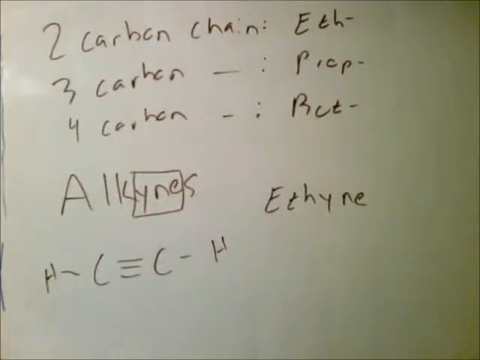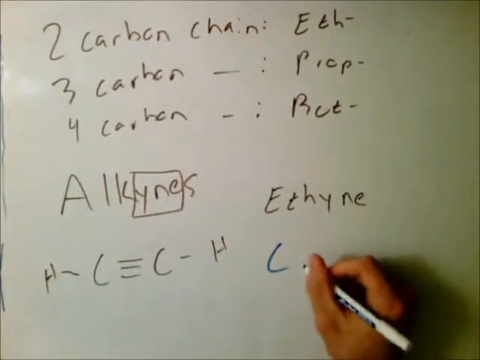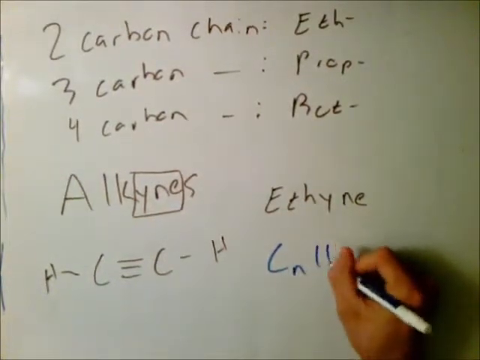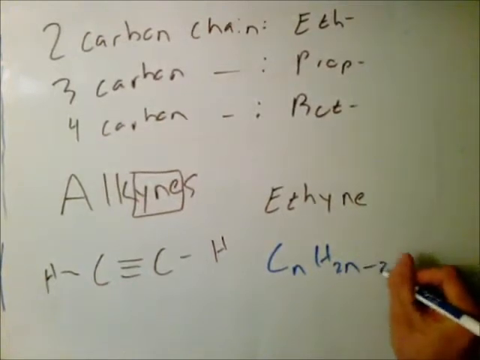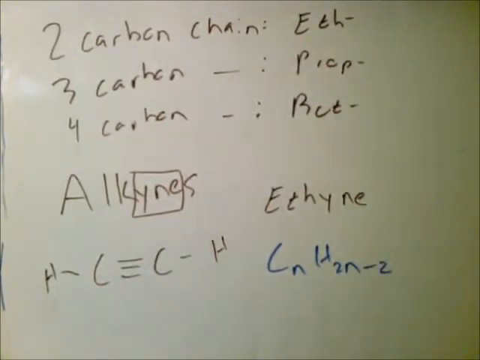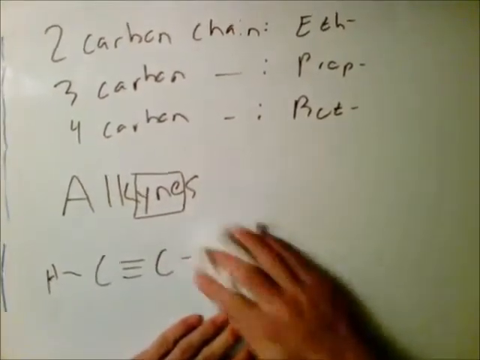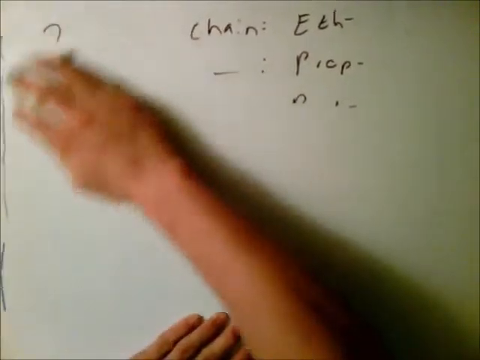Now, the general formula for alkynes is CnH2n-2. And that can be verified here. So those are all the basic components of hydrocarbons.